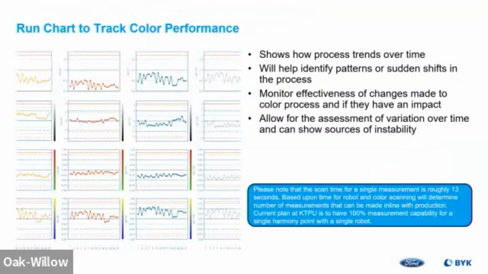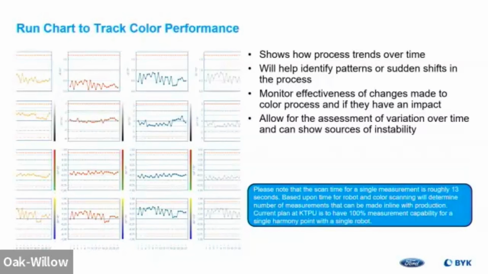Next slide, please. Here, we're looking at a run chart to track color performance. If you're familiar with run charts, it shows the process trends over time. It's going to allow the engineer, or at a working level our paint supplier and the engineering team in the paint shops, to identify patterns of sudden shifts in the process, and the effect of changes made to the color process. They have an impact.